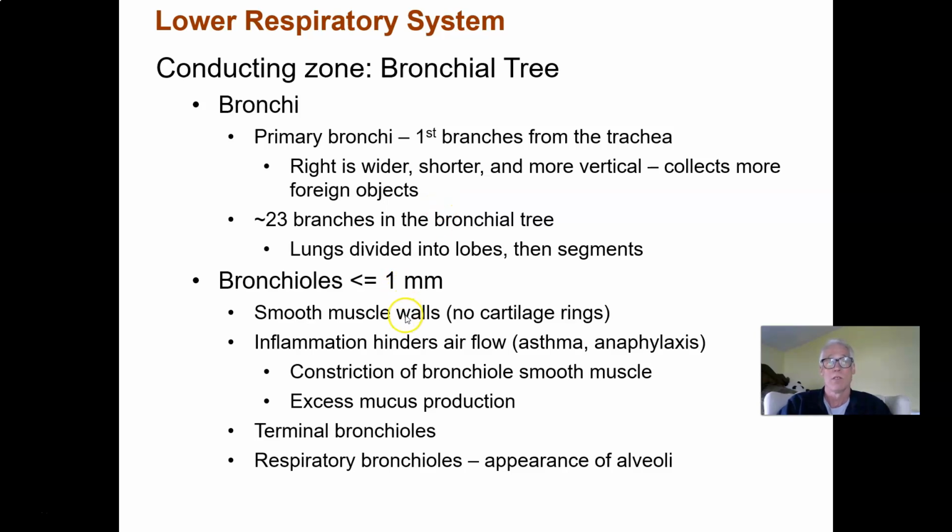Bronchioles are the smallest of the bronchi, and they are less than 1 millimeter in diameter by definition, and they have only smooth muscle in their walls. There's no longer any cartilage in those small vessels, and if they bronchoconstrict, they may actually completely prevent the movement of air, or they may just hinder airflow, during an asthma attack, for example.